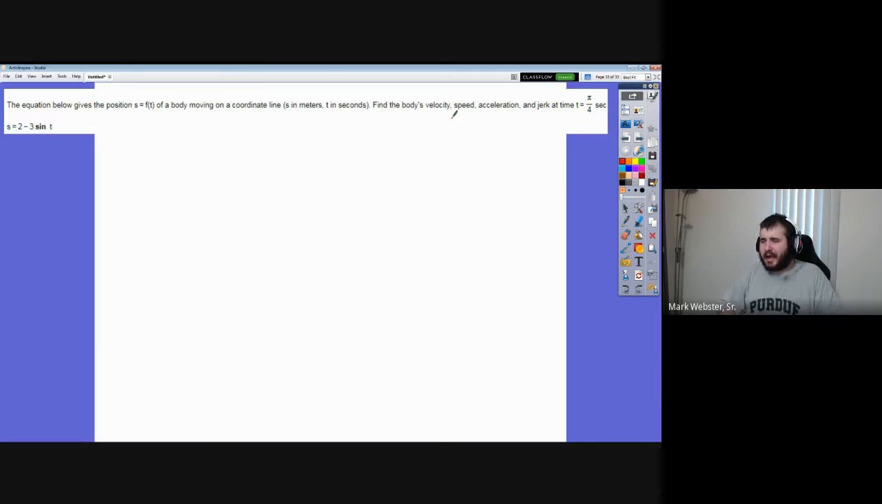Right? How fast is your speed changing? And then jerk. How fast is your acceleration changing? When you're driving a car and you're putting your foot down on the gas pedal and it's a smooth acceleration, your jerk is 0.